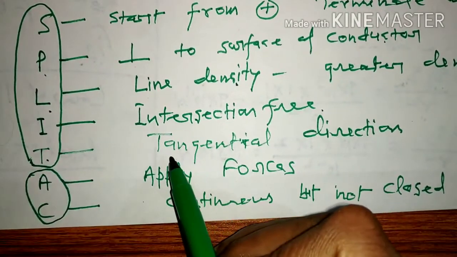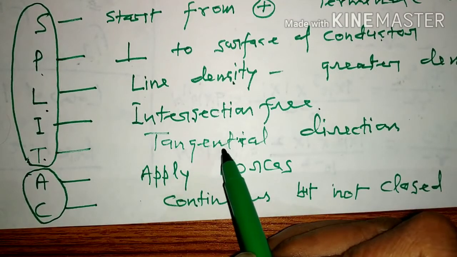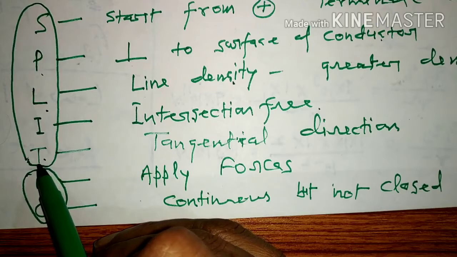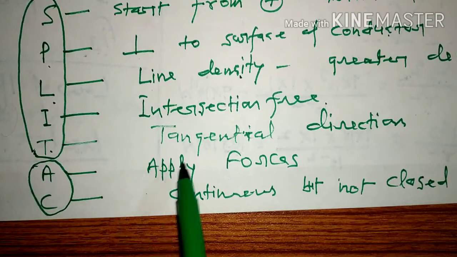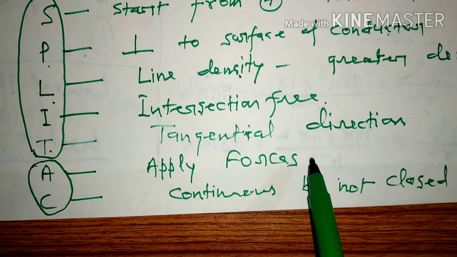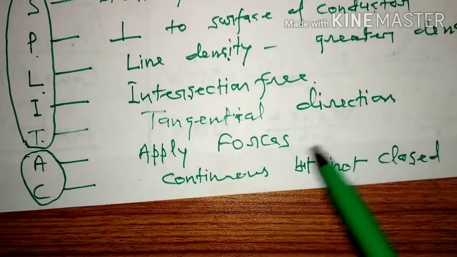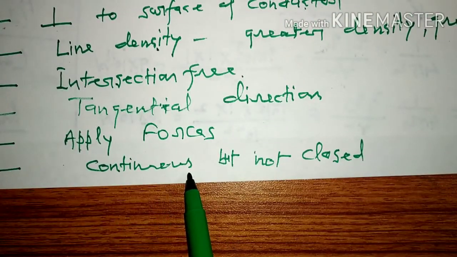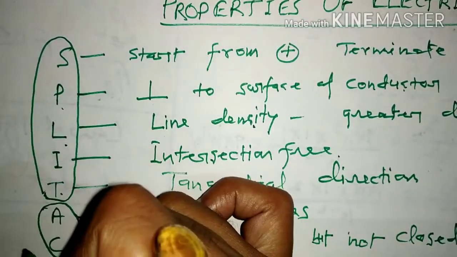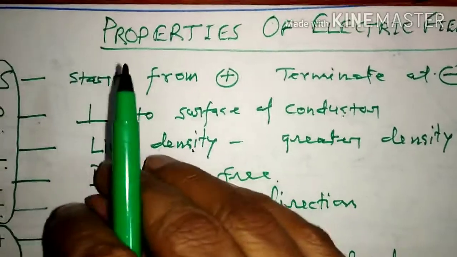T: the direction of electric field at a point can be obtained by using a tangent at that point. That is, T stands for tangential direction. A: electric field lines apply forces only on the charges. So electric field applies forces on the charges or on the charged bodies. C: electric field lines are continuous but not closed curves. Now we will elaborate these points. First, start from positive and terminate at negative.